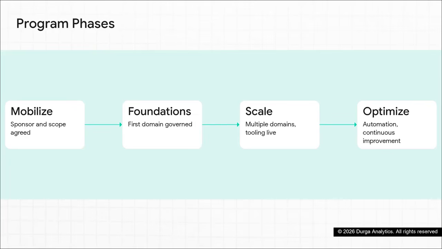Step 1 is Phase 0, mobilize, which just takes a few weeks to systematically secure your sponsor and core team. Step 2 is Phase 1, foundations, taking a few months to govern your first high-value data domain and prove real value. Step 3 is Phase 2, scale, which takes several quarters to extend to multiple domains and introduce enterprise tooling. Finally, Step 4 is Phase 3, optimize, which is an ongoing, continuous effort focused heavily on automation.